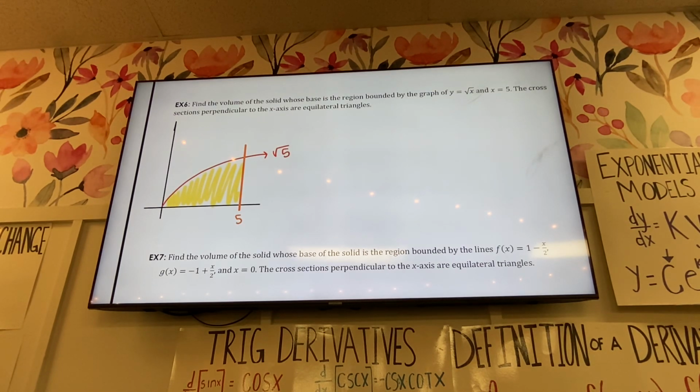And am I going to be in terms of x or in terms of y? Wait, why'd you write square root of 5? I don't know. Because it's 8th period on Thursday. There we go. Thank you.